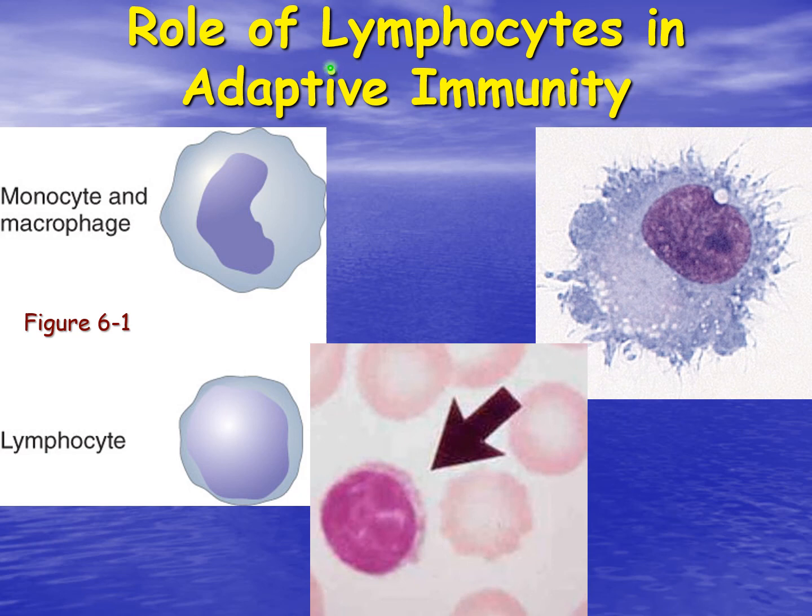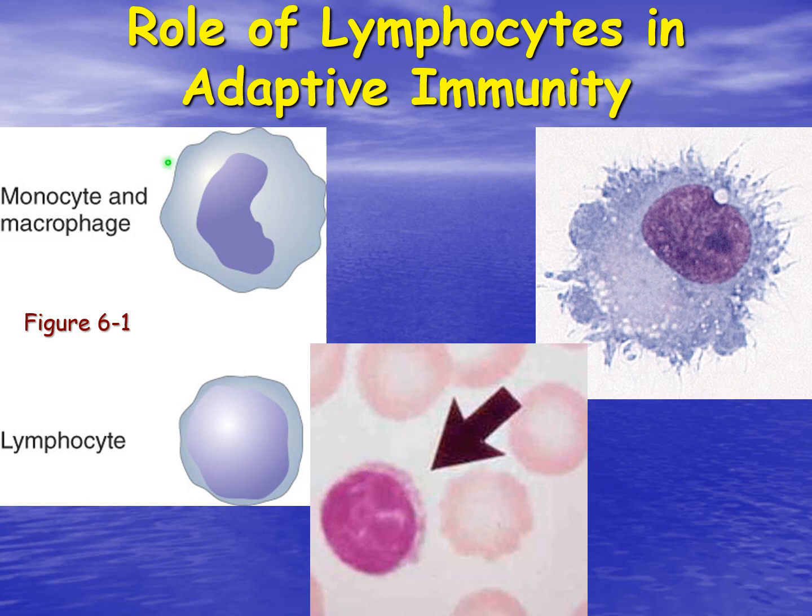So, the role of lymphocytes in the adaptive immunity. Again, we're going to have two main groups of lymphocytes, the T and B lymphocytes. Now, I can't look at a lymphocyte in the bloodstream and tell you whether it's a B cell or a T cell. What I can say is it's most likely a T lymphocyte because we typically have more T cells circulating at any given time than B cells.